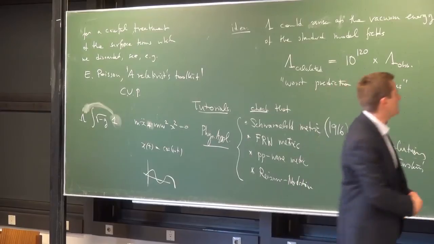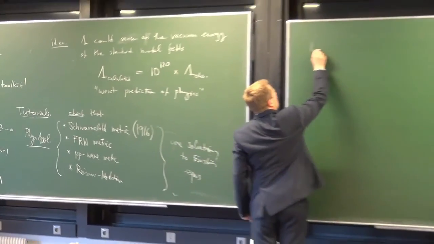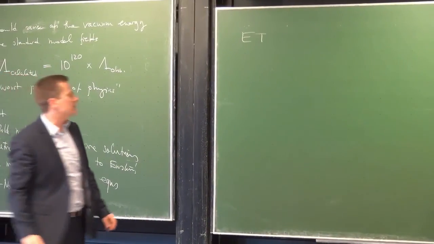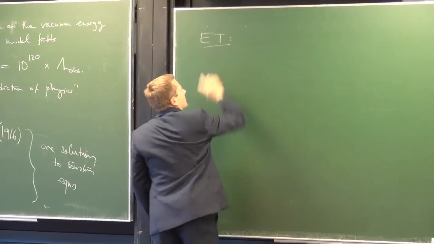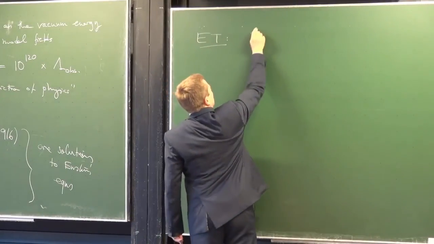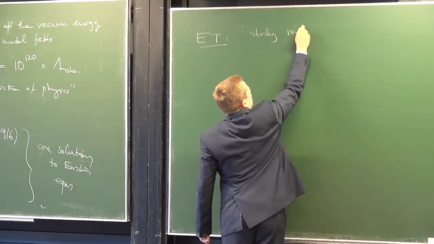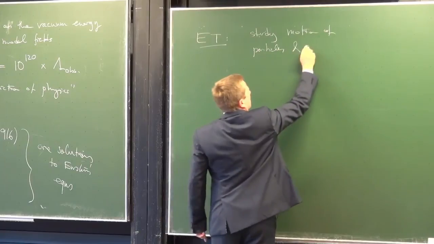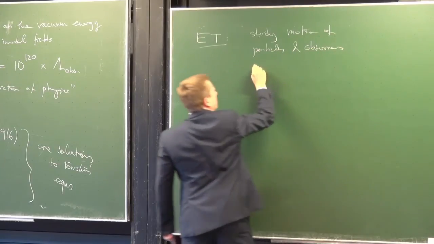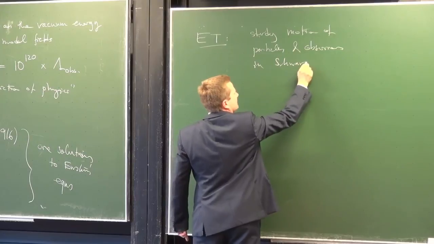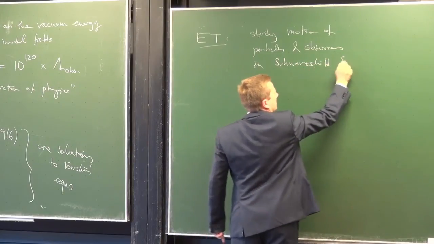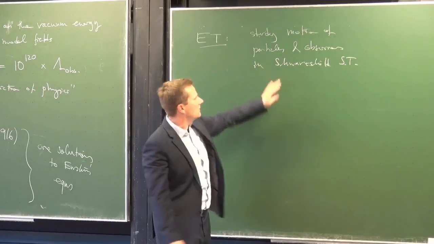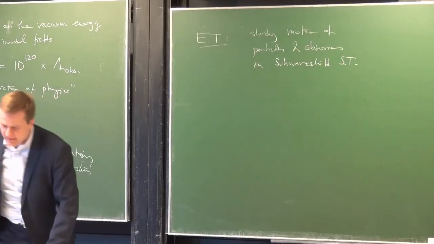Another thing you're going to do is discuss, in the elementary tutorials, that's the tutorials you had so far for the mathematical foundations. There, in the familiar manner, you will study motion of particles and observers in Schwarzschild space-time. That's a very interesting topic, and it will lead to results that will be needed in lensing.